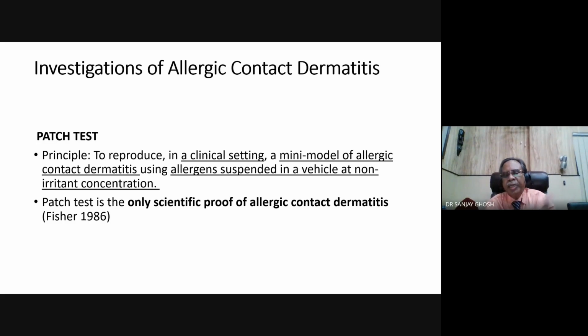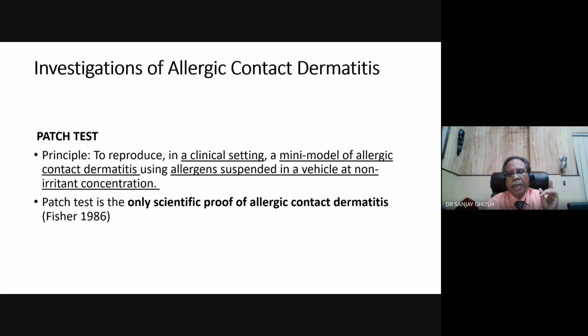If the vehicle is causing irritation, then it will be misdiagnosed. So that is a very ideal way. It has been almost 70-80 years since the patch test was developed, and that patch test is the only scientific proof of any sort of allergic contact. You can exclude irritant contact dermatitis and atopic dermatitis in this way. So sometimes we also do it to make a negative.